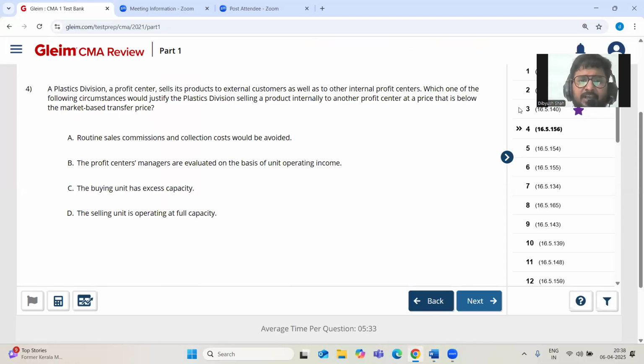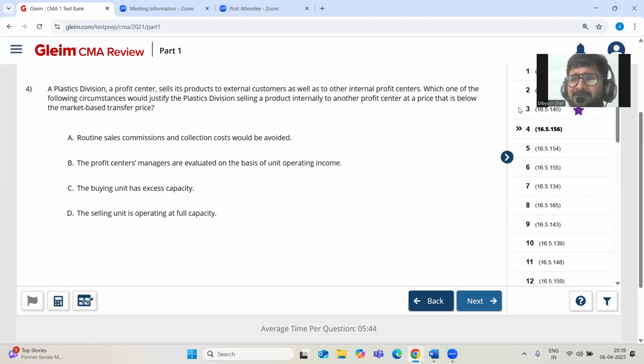Routine sales commission and collection cost would be avoided. Makes sense. If commission is not paid, relevant cost should be low because commission is a variable cost. It's a relevant cost. So yes, it justifies. Profit center managers are evaluated on the basis of income, then it does not justify at all. If my performance evaluation is on the basis of profits, I am not likely to sell at below market price. I have to look out for myself too. So B is not correct.